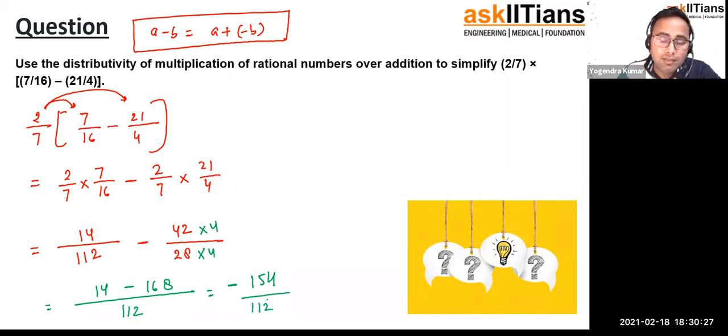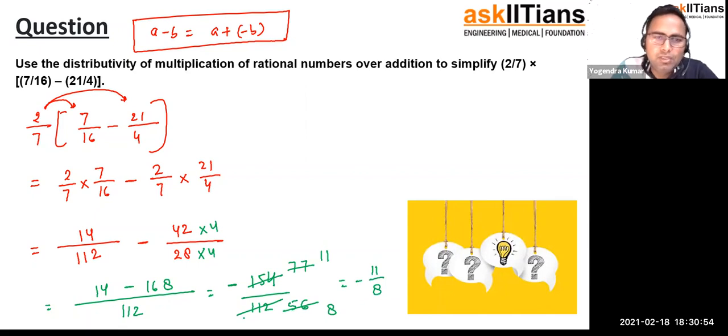Now we can give this simplified answer. We should give this simplified answer, so it can go by 2 easily. 2 5s are and 2 6s are. Here also it can go by 2 easily. 2 7s are and 2 7s are. Can it go by any other number? Yes, I think by 7 it can go. 7 times 11, and here 7 8s are. So what is our final answer? Minus 11 by 8.